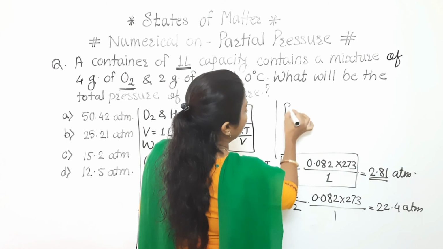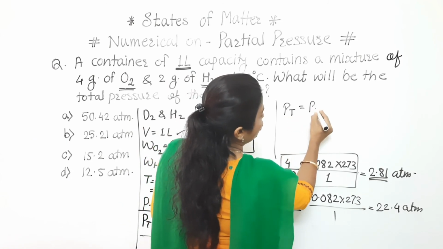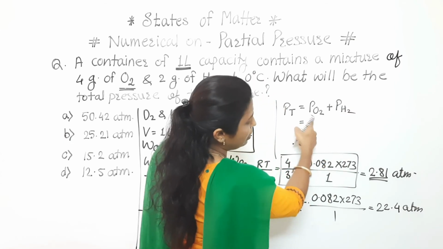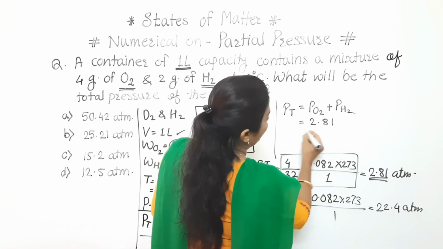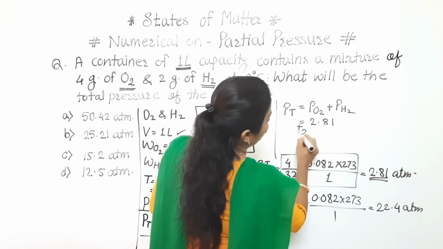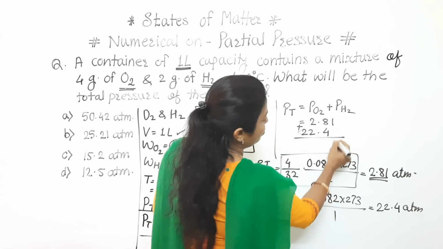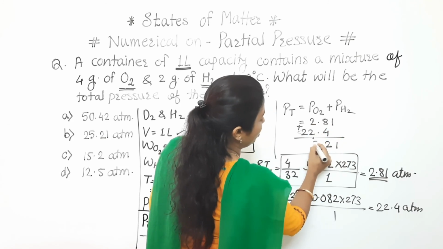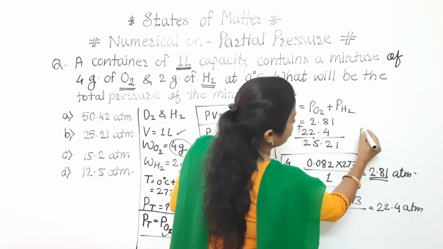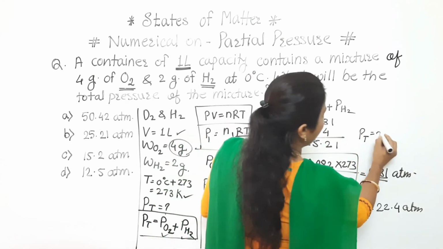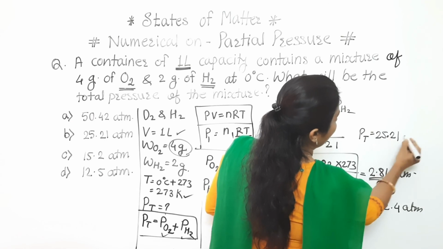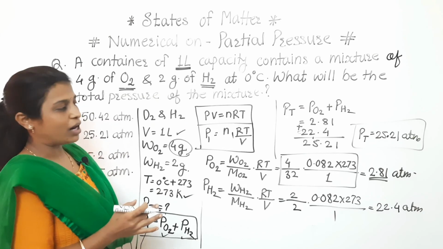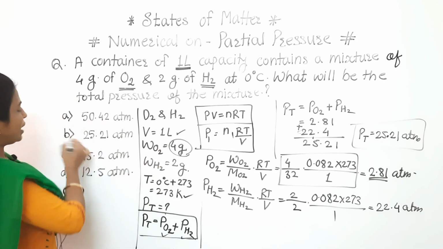So finally, PT is equal to the partial pressure of O2 plus the partial pressure of hydrogen, and here that is 2.81 plus 22.4. The sum of this is 8 plus 4 is 12, 2 to 4 plus 1 is 5, and here 2. So the total pressure of the gas will be 25.21 atmospheric pressure. Hope everyone understood that calculation part also. So in the options, it is option B.